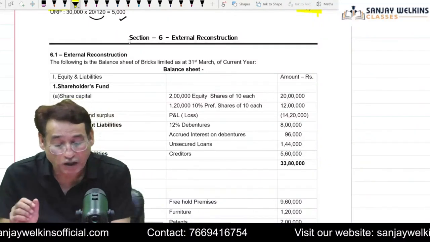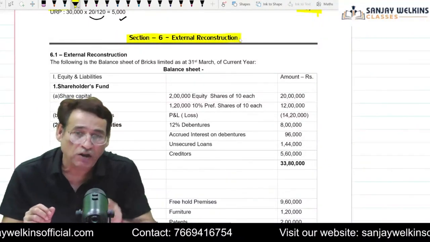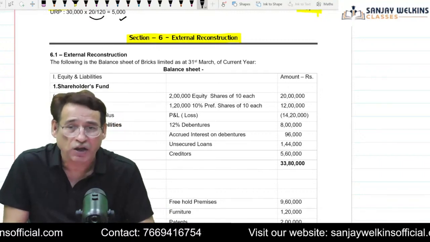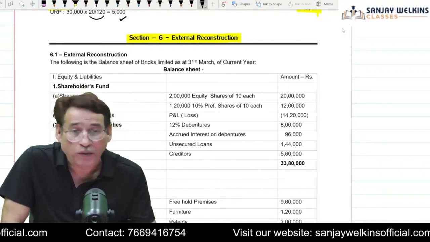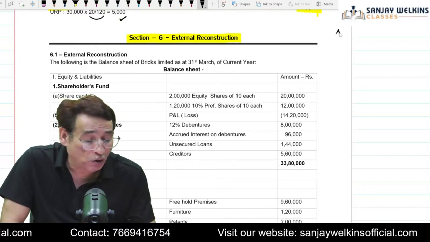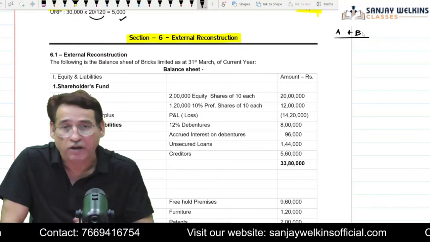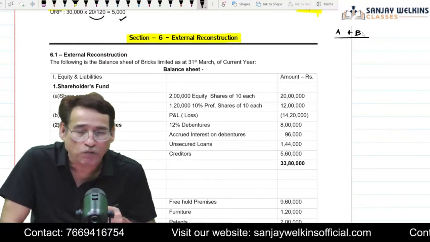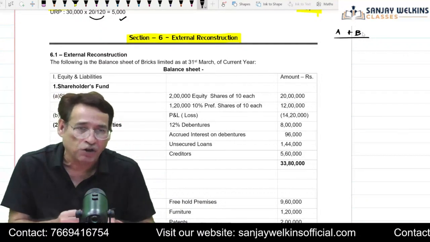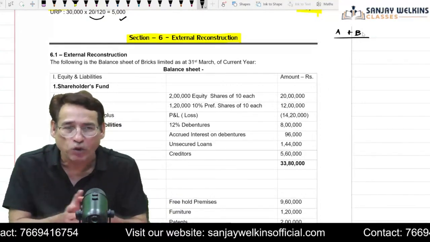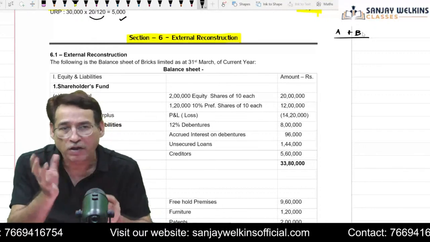Only the last part we are moving over to, that is external reconstruction. We have already seen earlier, when I began the session last time, I told you what we mean by amalgamation. I told you amalgamation generally in practical life takes place between two entities which have equal financial stature and which are generally in the same line of trade. So sometimes they mutually agree to form one single entity.